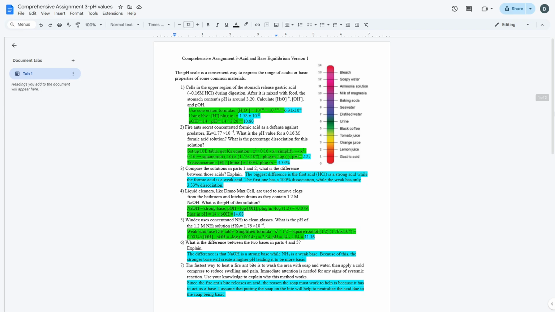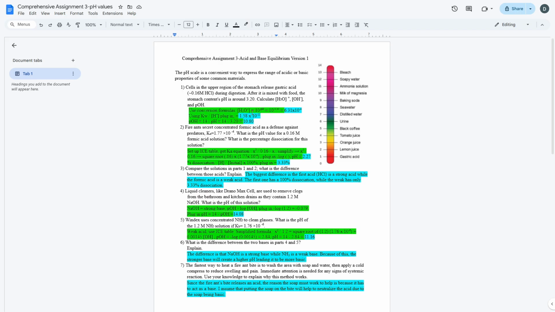So starting with the H3O concentration, we're given pH already, so we just have to use our conversion formulas. To calculate the H3O concentration, we use 10 to the negative pH. Plugging that in, we get 6.31 times 10 to the negative 4 power.